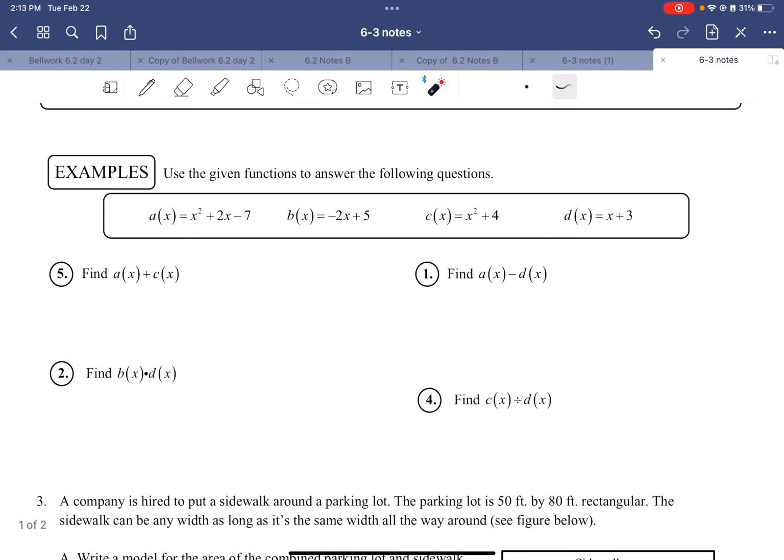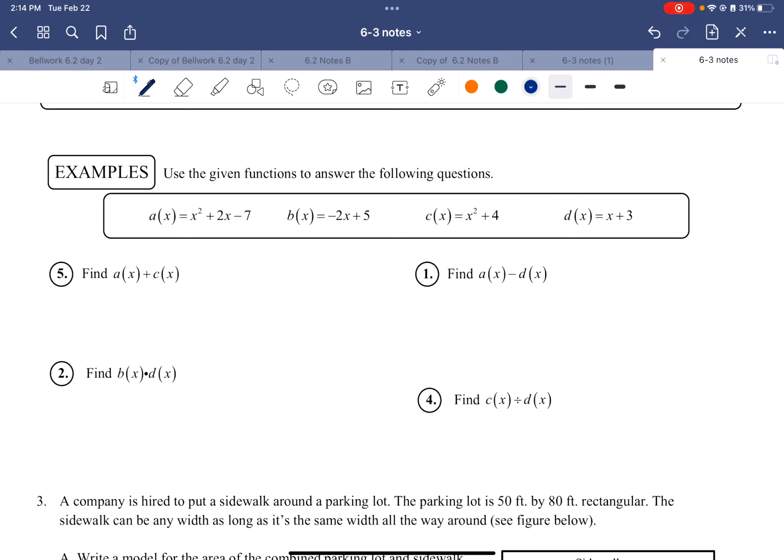So right here in the middle of the page, we have 4 different functions. We have function A, function B, function C, and function D. And we can pick any 2 of them and combine them using any of those four operations, either addition, subtraction, multiplication, or division. So let's go through these examples though.